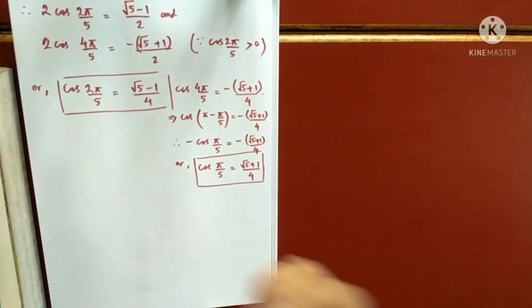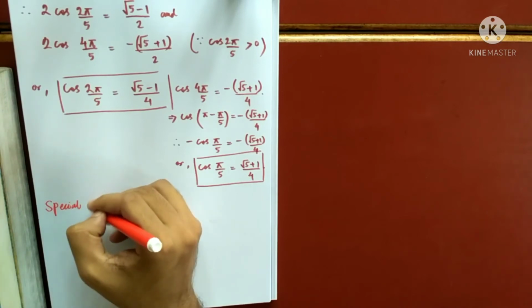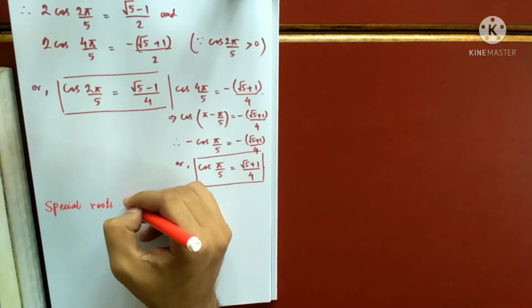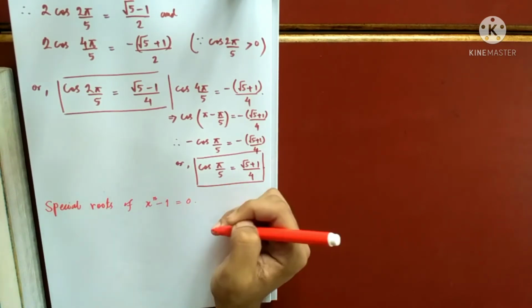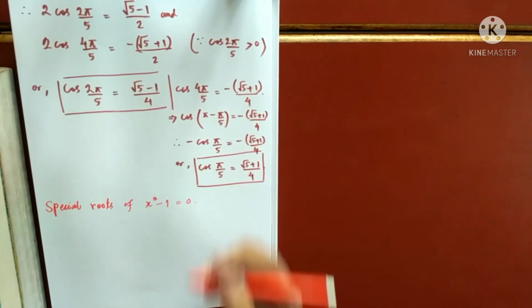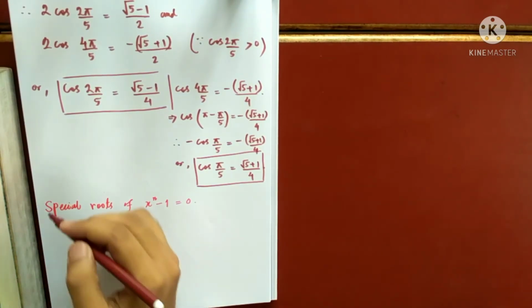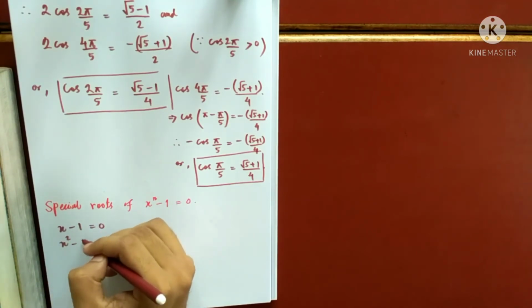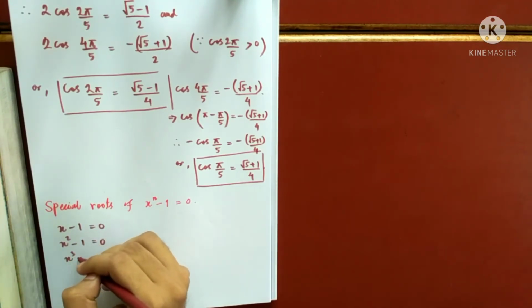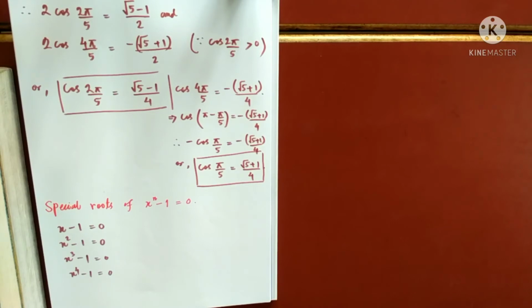So talking about what is a special root. Special roots of x to the power n minus 1 equals to 0. Now I'll just give you first a quick thing. Consider a few binomial equations, x minus 1 and so on. Okay, so let me quickly write their roots.